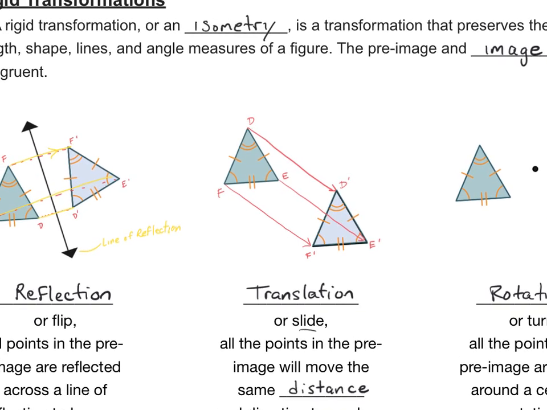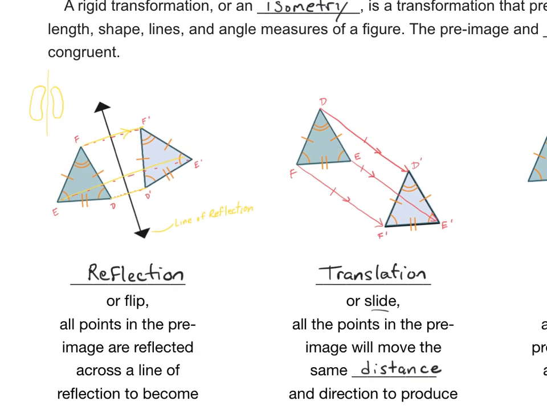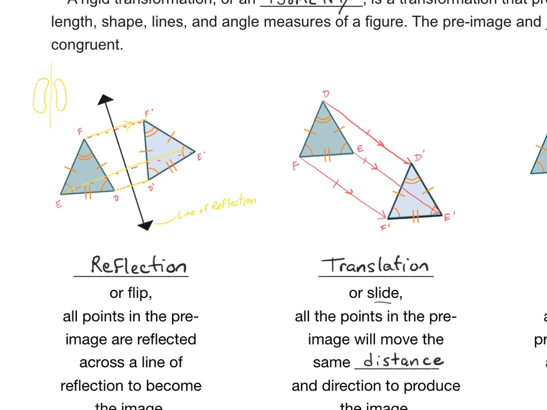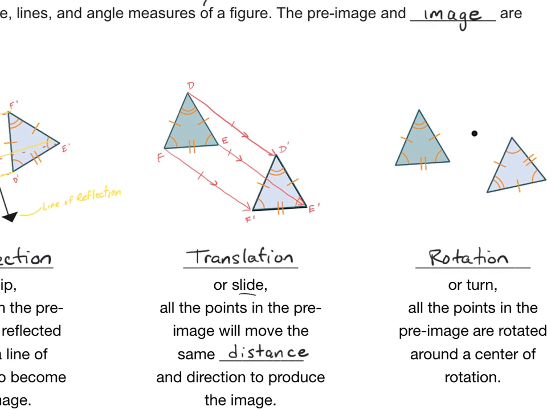So here too, we also see these parallel lines forming, but if you'll notice the same distance, that means this and this are all the same length. Whereas in a reflection, all of my parallel lines were technically different lengths. So similar characteristics, but slightly different.